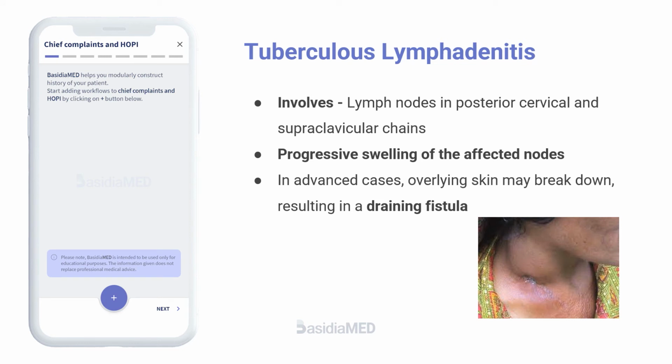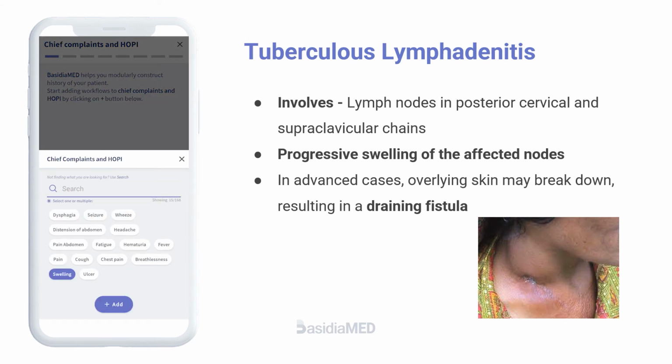Tuberculous lymphadenitis. It involves the lymph nodes in the posterior cervical and supraclavicular chains. Patients affected with cervical tuberculous lymphadenitis show progressive swelling of the affected nodes. In advanced cases, nodes may become inflamed and tender. The overlying skin may break down, resulting in a draining fistula.